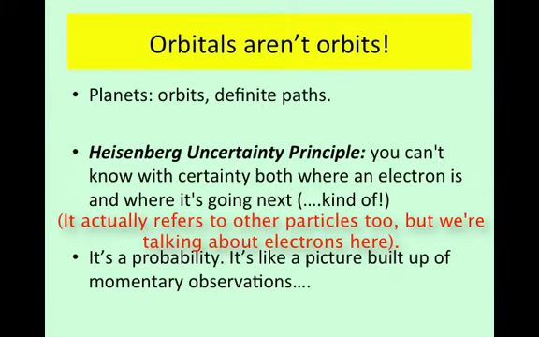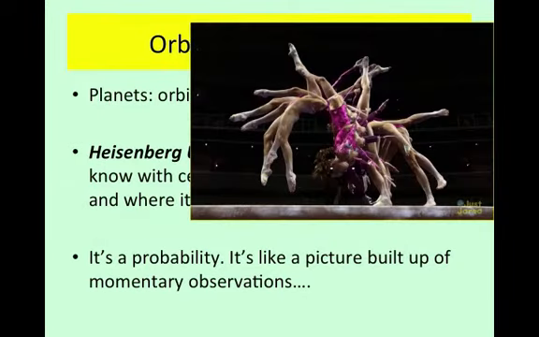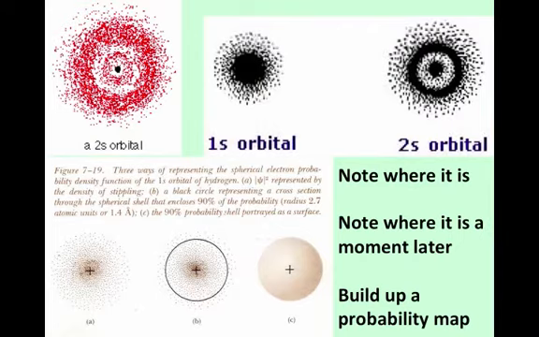Instead, you can only build up a kind of probability of where an electron might be, and it's like this picture we've seen, built up out of momentary observations that then give us a map of where the electron might be. If we looked at the probability of where we are likely to find an electron around the nucleus, a 1s electron, an electron in the lowest energy level, is most likely to be centred fairly close to the nucleus. It might be here as well, it could be in all sorts of different places, but the majority of the time we find an electron in this space.